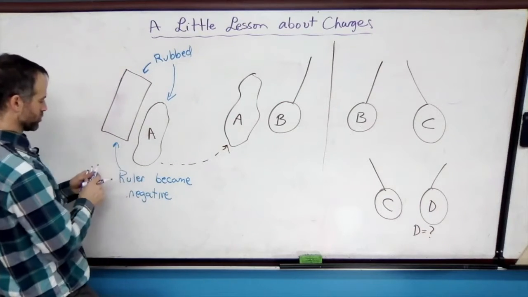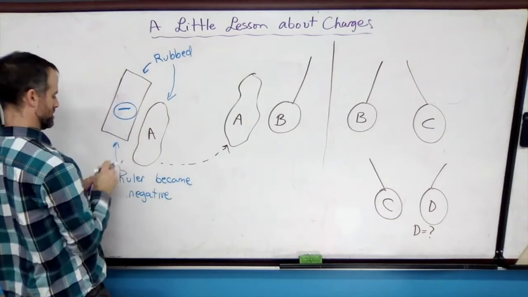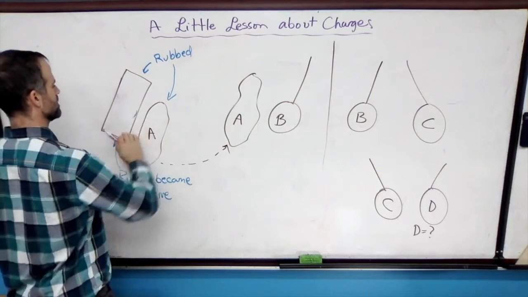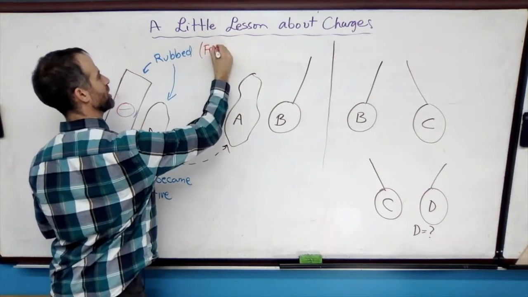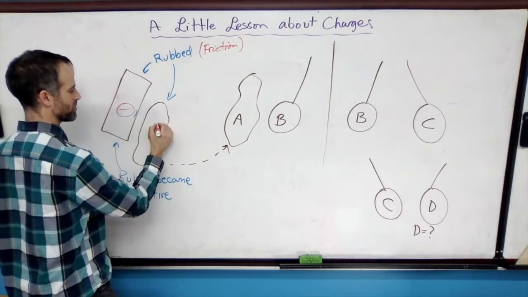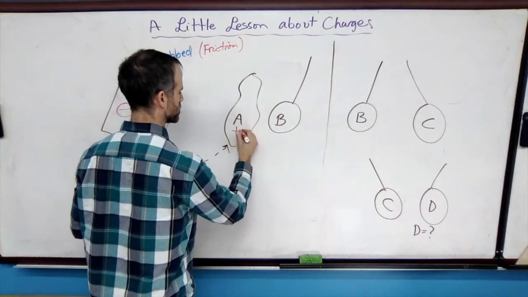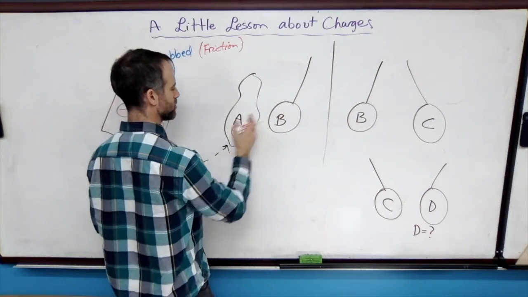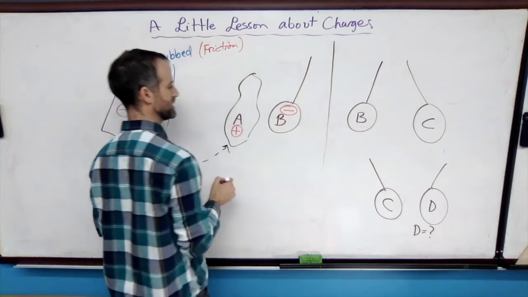Okay, so I know that the ruler became negative. Well, if it's charging by friction, rubbing, then this one, actually, let's do this in red, this one we know is negative. We know they rub, so it's by friction. And whenever you charge by friction, whatever charge one gets, the other one gets the opposite. Therefore, A became positive. Now, if A became positive and I bring it close to a charged thing, what is that thing doing? It's pulling towards it. It's attracting. Opposites attract. It must be opposite. So opposite of positive is negative.